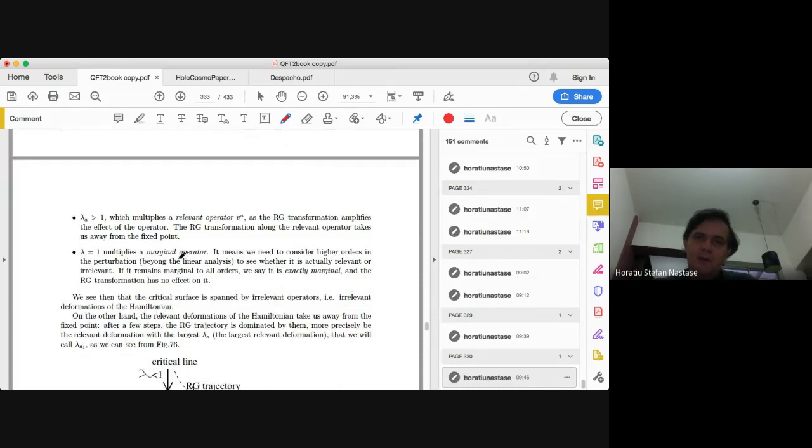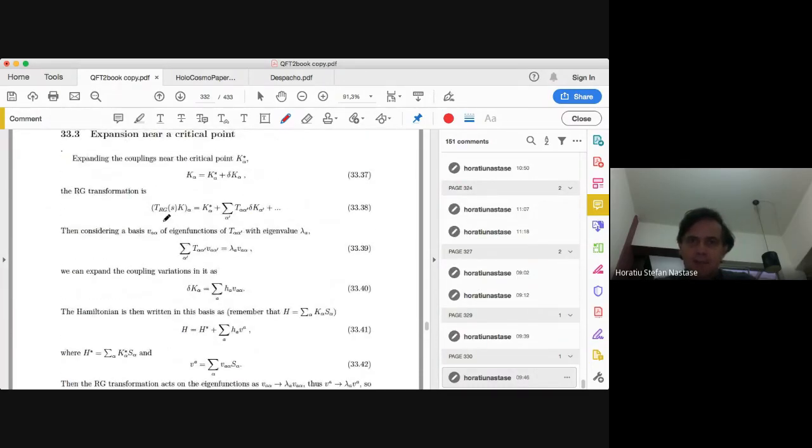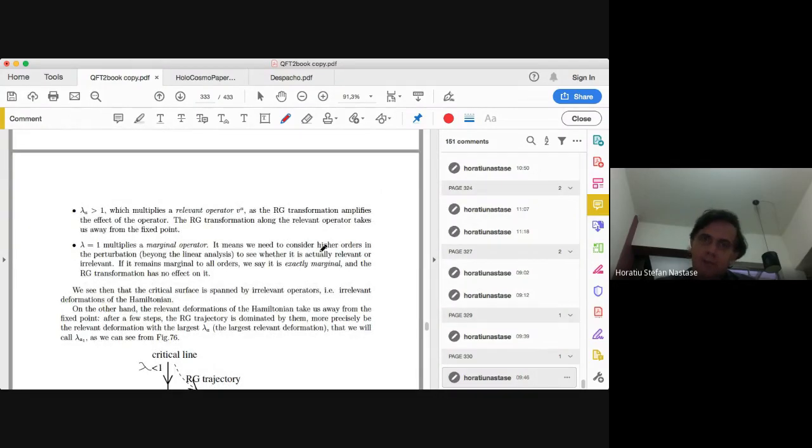That means we need to consider higher orders in the perturbation beyond this linear analysis. So I defined this matrix T, T alpha alpha prime, as the matrix in the linear order expansion. So T, the RG transformation on the parameters K, is K star plus the linear term, but then plus quadratic, plus cubic, and so on. So I consider the eigenfunction, eigenvalue problem for the linear term. But if the linear term has an eigenvalue 1, then I have to go to the quadratic term. And if that also has eigenvalue 1, I have to go to the cubic term, and so on, to see whether it's actually relevant or irrelevant. But if it remains marginal to all orders, so lambda equals one, not only at the linear level but at all levels, we say it's exactly marginal. And then the RG transformation has no effect on it.